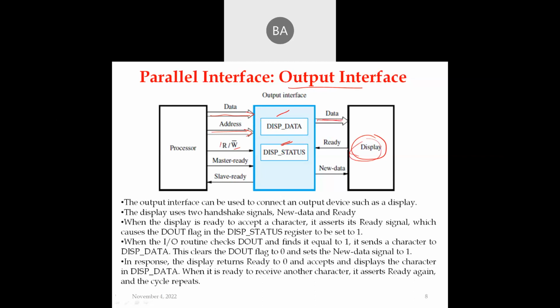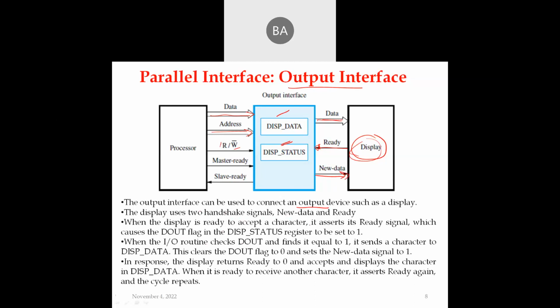When the display device is ready, it will enable this ready signal. When data is available in the data register to read, the new data signal will be enabled. This is how the output operation goes. So the output interface can be used to connect an output device such as a display device. The display uses two handshake signals: new data and ready.